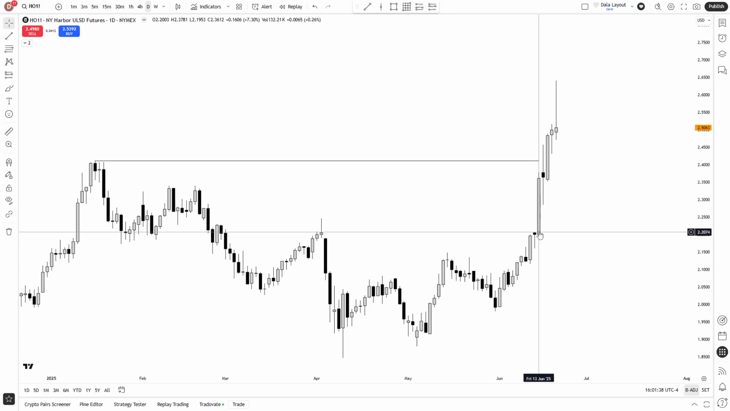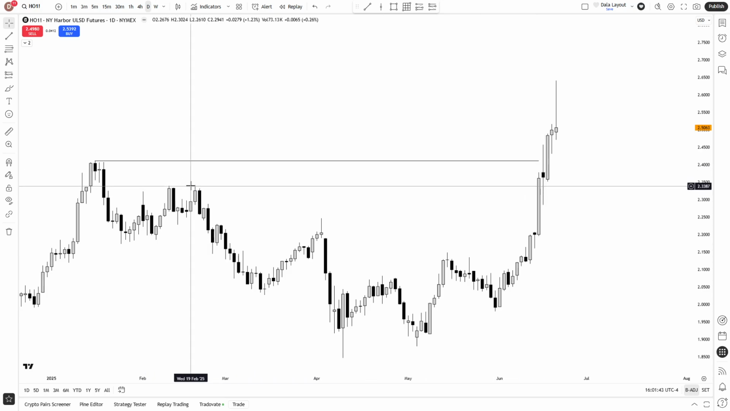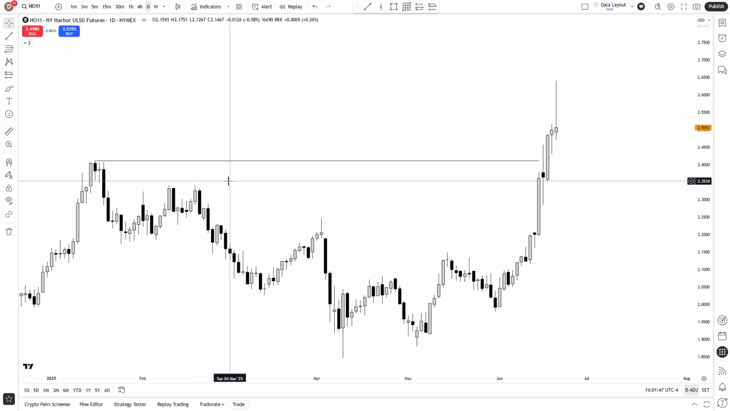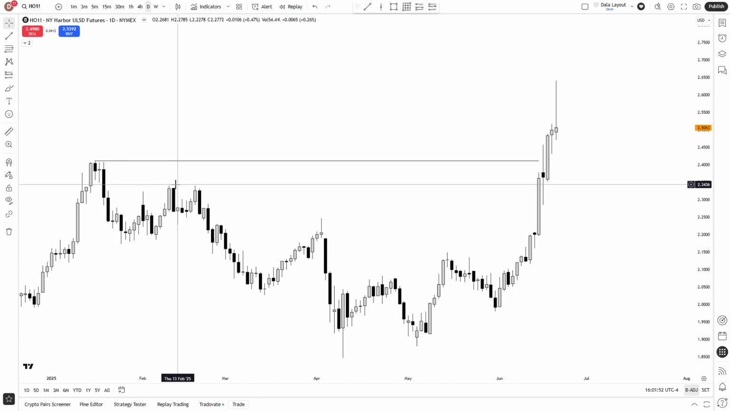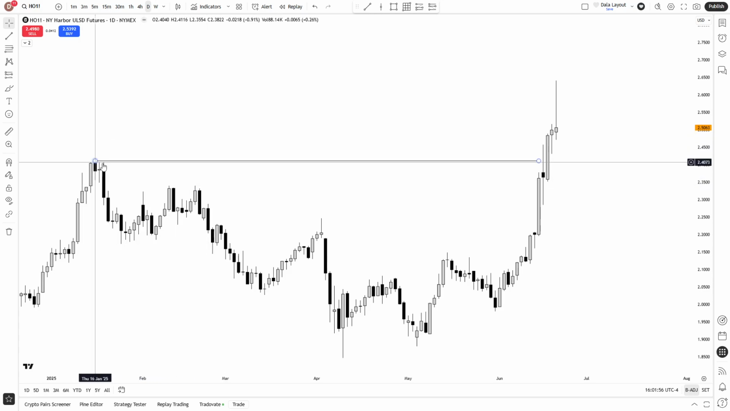So on Friday we expand higher. Now that we reach a significant bias objective, we reach into these failure swings right here, where we basically have these low resistance highs. Now the significant objective is obviously above that, right? Because it doesn't make sense to basically reverse off these highs when we have a relevant swing above it.